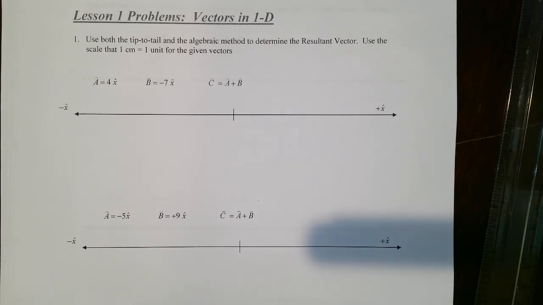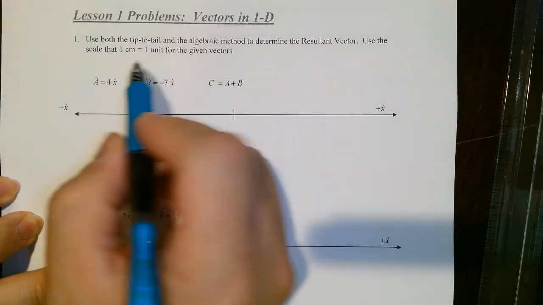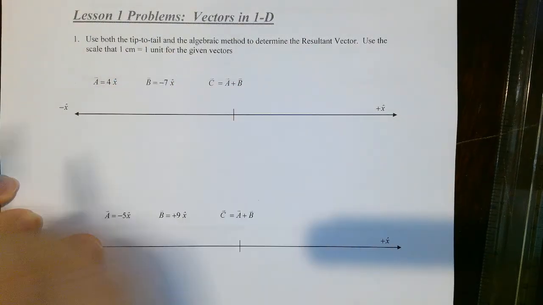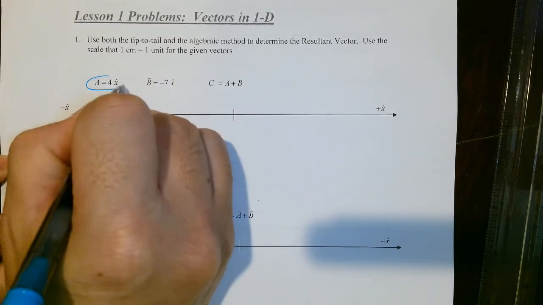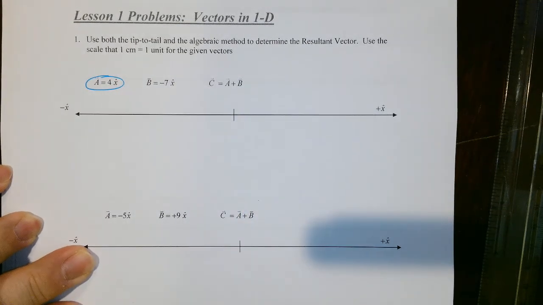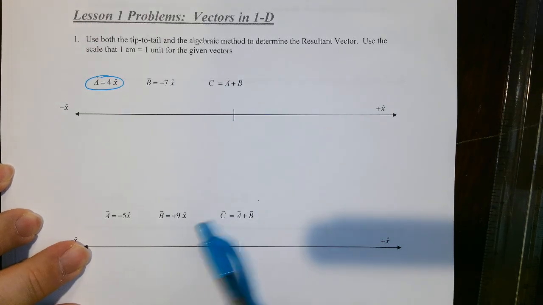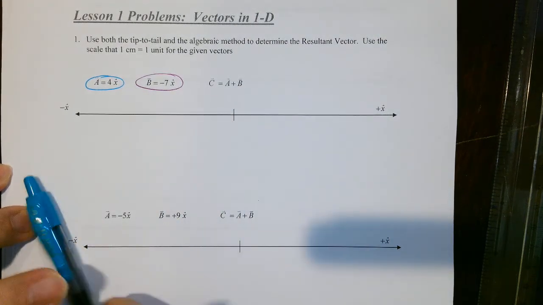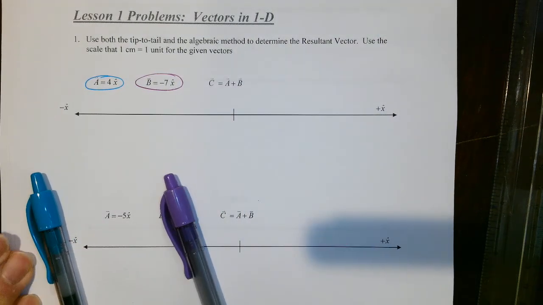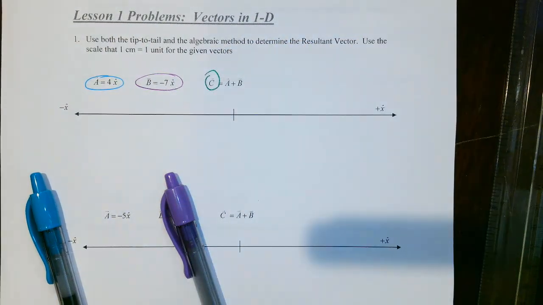So here, for lesson 1 problems, vector in 1 dimension, I will keep that color convention going. So 1 centimeter is equal to 1 unit. So we have 4 units in the positive x direction for the a vector, and I'm going to keep the a vector as aquamarine blue. My b vector is 7 units in the x hat direction, and I'm going to keep that as passionate purple. And my c vector resultant will be environmental friendly green.